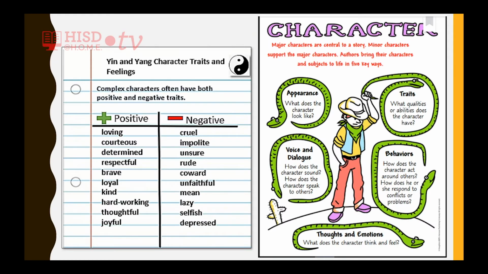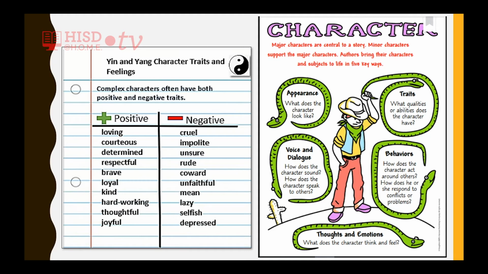So today we're going to be analyzing the relationship between the major and the minor characters. So major characters are central to the story, and minor characters support the major characters. So authors bring these characters and subjects to life in five different ways. They bring them alive with their appearance.